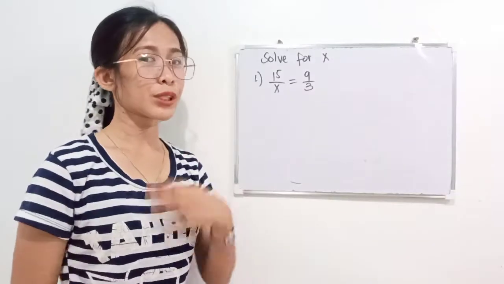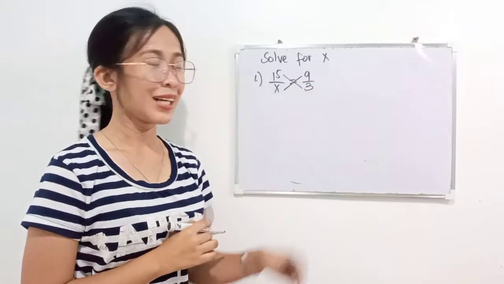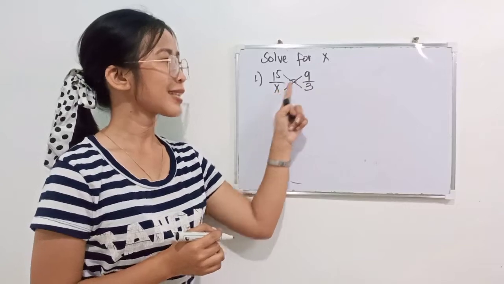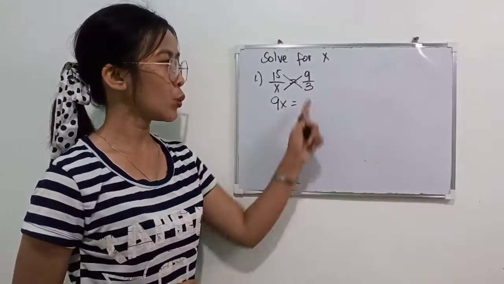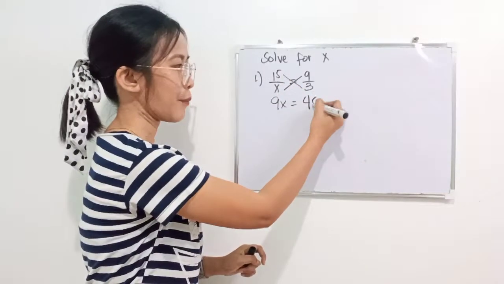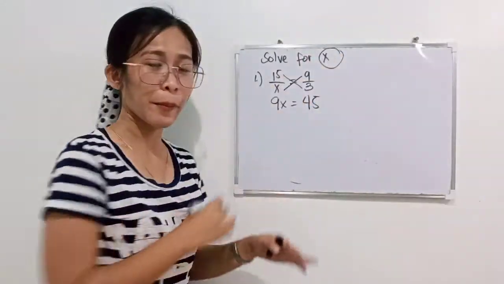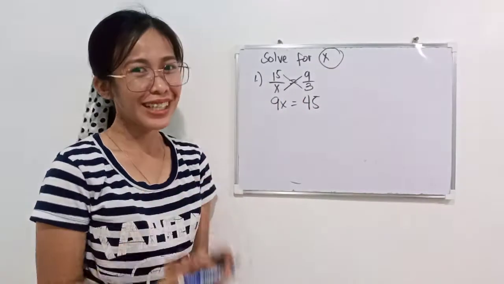So, di ba sa cross multiplication property, we are just going to multiply them. Di ba? So, unahin natin si x tsaka si 9. So, we have x times 9 is equal to 9x equal to 3 times 15 is, of course, 45. Then, dahil nga si x lang naman yung kailangan nating hanapin, hindi si x mo, yung x dito. Char. Pinapasaya ko lang kayo.